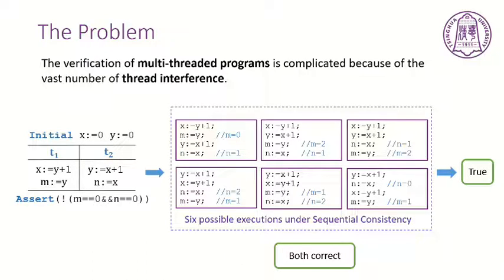Consider the example program with two child threads and a main thread. We have the safety property that m and n are not equal to 0. Because of thread interference, there are 6 possible executions. No matter which situation occurs, the assertion holds, so the property is guaranteed. We say this multi-threaded program is correct. However, too many possible executions make it difficult to verify such programs.